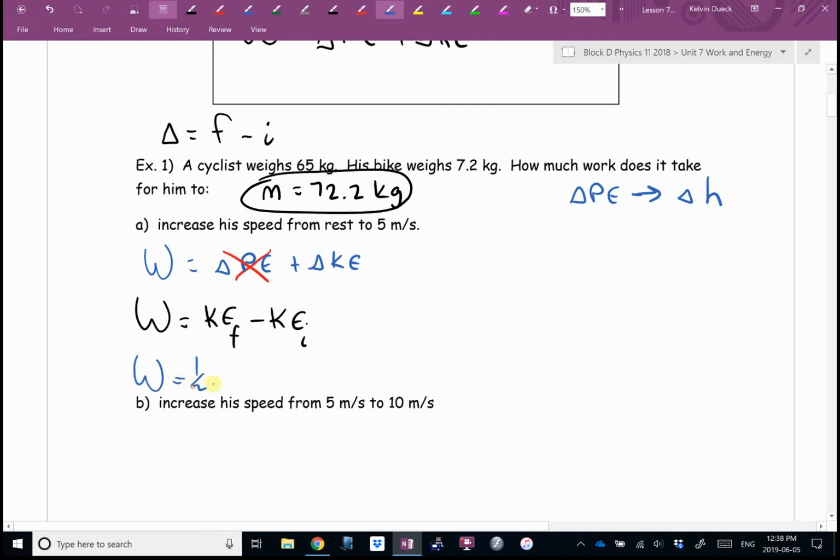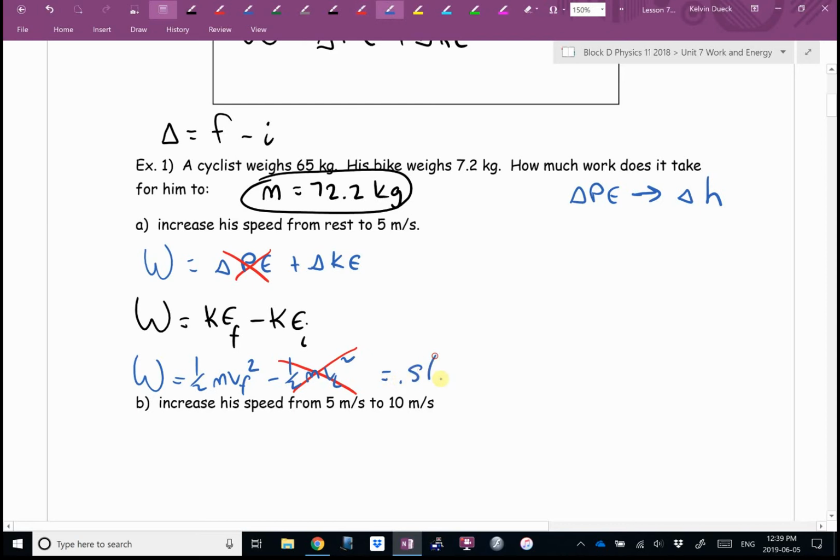It's going to be a half mv final squared minus a half mv initial squared. Although, Sam, I can see you glaring at me. You're right, it does say from rest. I could have crossed out the initial either on that line or on the previous line. How much work, how much energy will this cyclist have to give from his or her body to go from 0 to 5 meters per second?